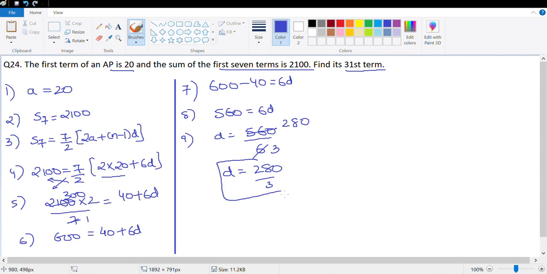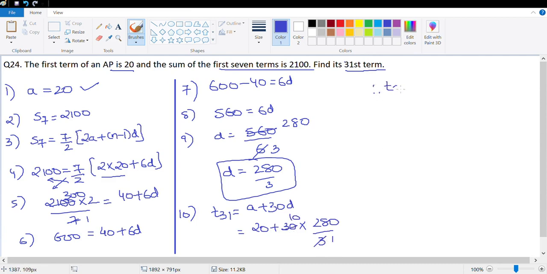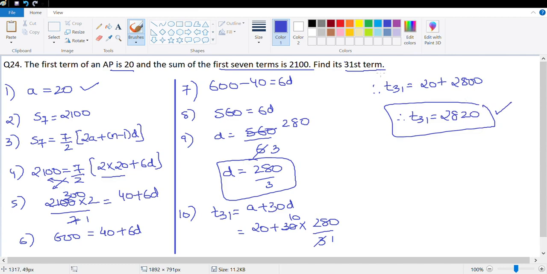We already know the value of a, so we can figure out the 31st term. The 31st term will be equal to a plus 30 times d. In this case, a is 20 and d is 280 upon 3. 3 into 10, therefore T31 is equal to 20 plus 10 into 280, that's 2800. Therefore, the 31st term is 2820. Brilliant. That brings me to the last question of this exercise that I do with you.